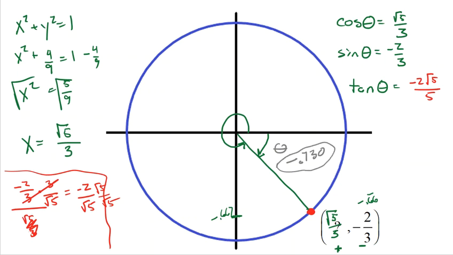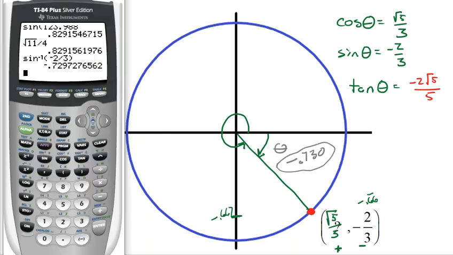So again, that is the answer. And just to kind of confirm, you could do this. Now that I know the angle, sine of that angle, negative 0.730, it better equal the y-coordinate. Guess what the y-coordinate is?